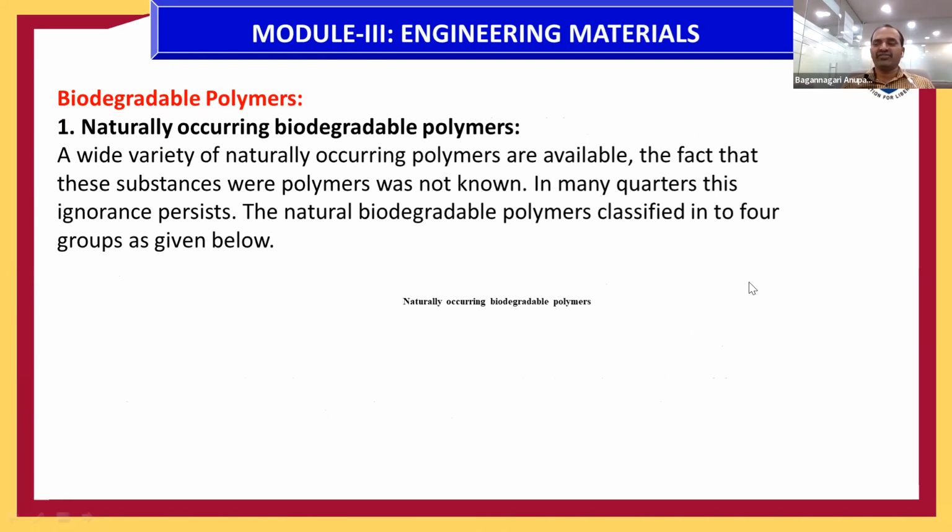A wide variety of naturally occurring polymers are available. The fact that these substances were polymers was not known. In many quarters, this ignorance persists. The naturally biodegradable polymers are classified into four groups as given below. Listen carefully, students. So naturally occurring biodegradable polymers are four types. These are the introduction to the biodegradable polymer.